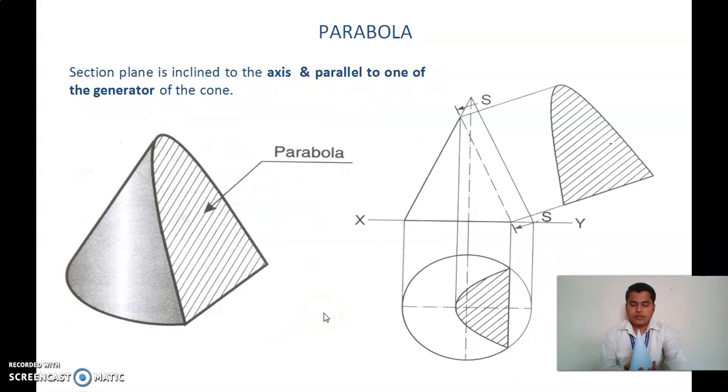Next is the parabola, when the section plane is inclined to the axis and parallel to one of the generators. Here you can see the cutting plane SS is inclined to the central axis and parallel to one of the generators. A generator is the closing side of the right circular cone. If you see this from the front view, you are able to say this is a triangle. But if I show you that this kind of base is there, then you can identify this is exactly the actual body of a right circular cone.